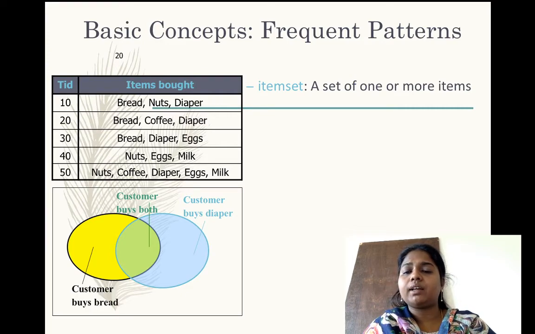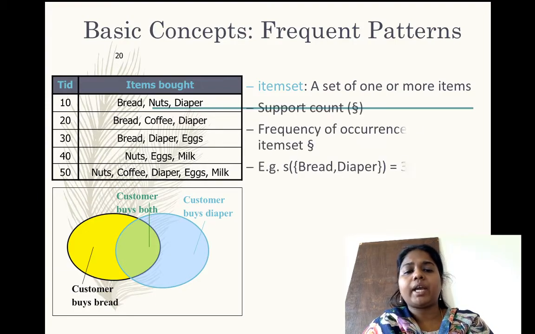So when I look at that, I should look into the number of transactions which have both bread and diaper present in them. So count and tell me which are the transactions that have both these items. I have transaction ID, very good, 10, 20 and 30 have both bread and diaper. And I also have a transaction ID 50 in which diaper is present but bread is not available. So only 3 transactions have both bread and diaper together. So that region represents both bread and diaper.